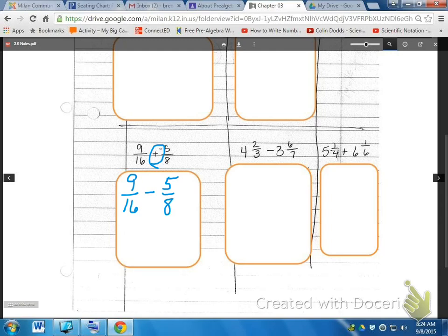So Haley, what's the biggest denominator? 16. Does 8 go into 16 evenly? Yes. So we have already gotten to our common denominator, 16, and by doing 16, Haley, what's that first fraction going to stay? 9/16. What's 5/8 going to become?